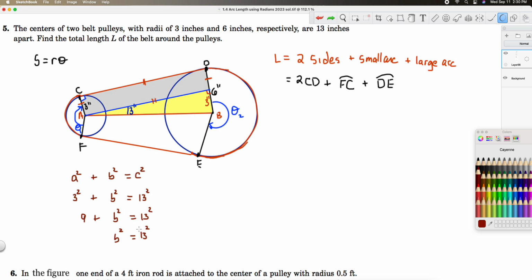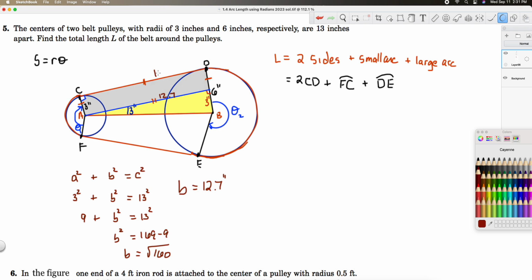Well, 13 squared is 169. So 169 minus 9. We're taking the square root of 160. And I don't have that written down, so I'll do it. Square root of 160 is 12.65. So let's just go 12.7 inches. That is this length here, 12.7.